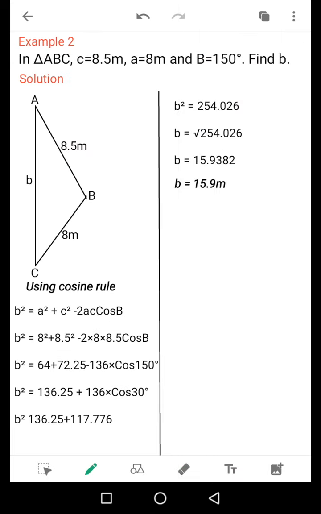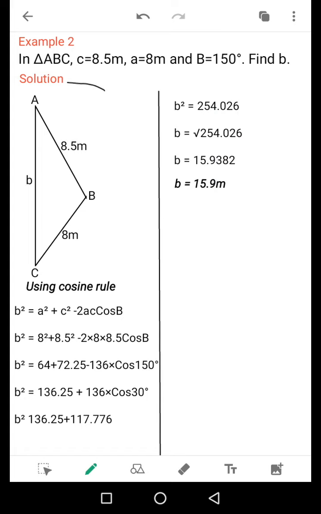Let's move on. Here we have a further example, example 2. In triangle ABC, C is 8.5 meters, A is 8.5 meters, and angle B equals 150 degrees. Here we are to find B. Just as I said earlier, anytime you are having a problem like this, all you need to do is to sketch the diagram. So as we all know, we have triangle ABC.